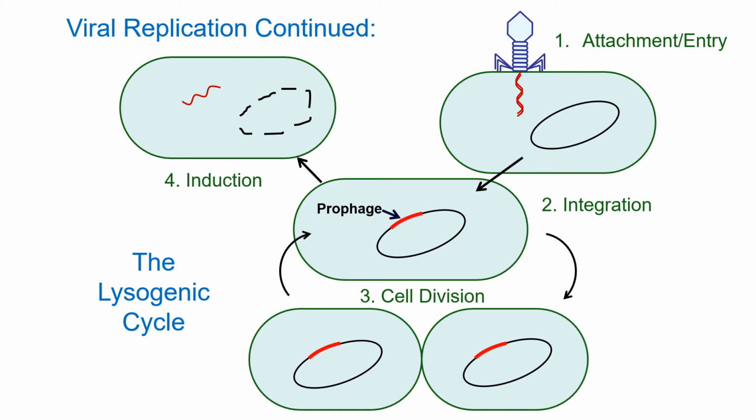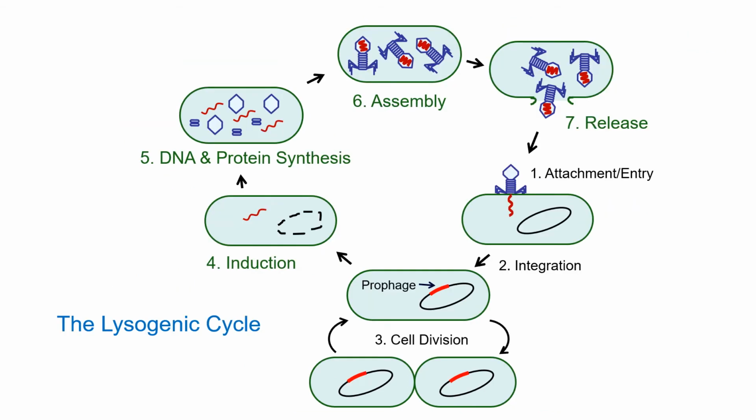So now the chromosome is going to break down, and that DNA is going to be copied and transcribed and translated, and the cell is going to fill up with virions, and it's going to be lysed or ruptured. The two cycles are linked. However, only the lytic cycle causes damage to the cell.